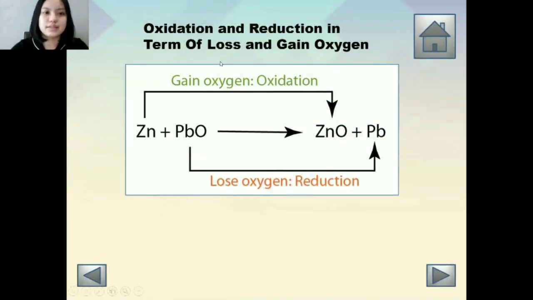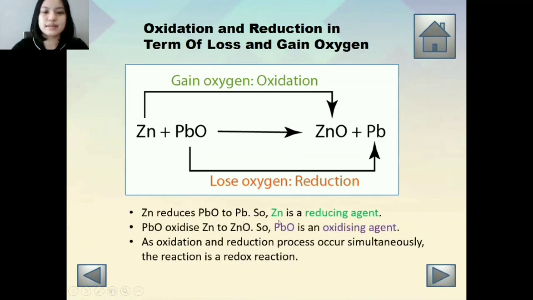This is the example of oxidation and reduction in terms of loss and gain of oxygen. Look at this. The zinc gains oxygen, which undergoes oxidation to form zinc oxide, and the lead oxide loses oxygen to form the lead, which undergoes reduction. The zinc is a reducing agent and the lead oxide is an oxidizing agent.